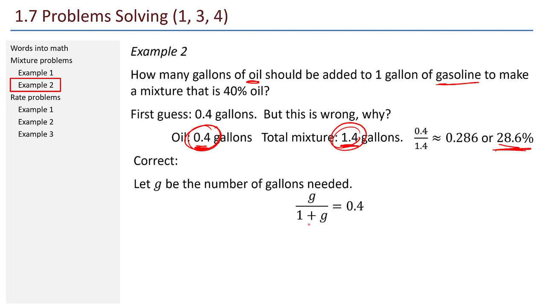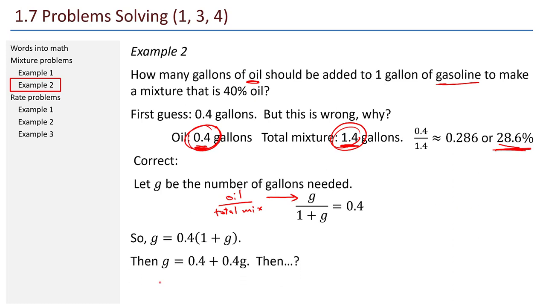G divided by 1 plus G has to equal 0.4. That's my 40% that I'm thinking about right there. And I have the oil divided by the total mixture. So the amount of oil that I have divided by the total mixture has to be the 40% right there. So we get, by multiplying both sides by 1 plus G, we find that G equals 0.4 times the quantity 1 plus G. So I can distribute the 0.4, G equals 0.4 plus 0.4G, and then what?